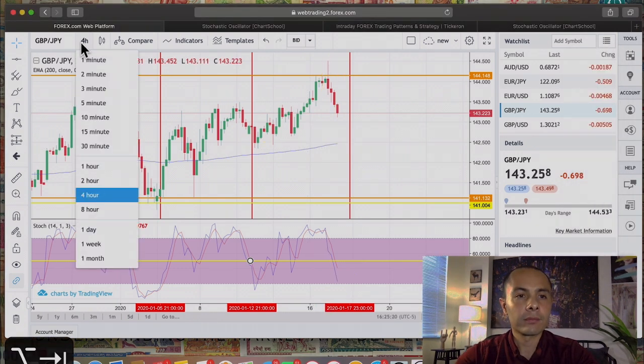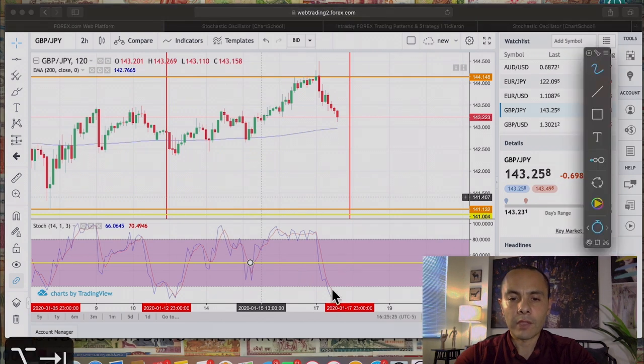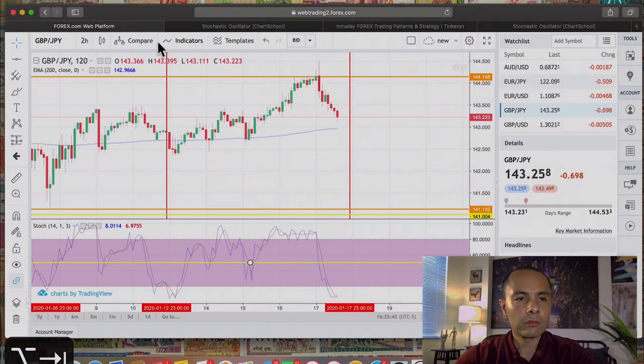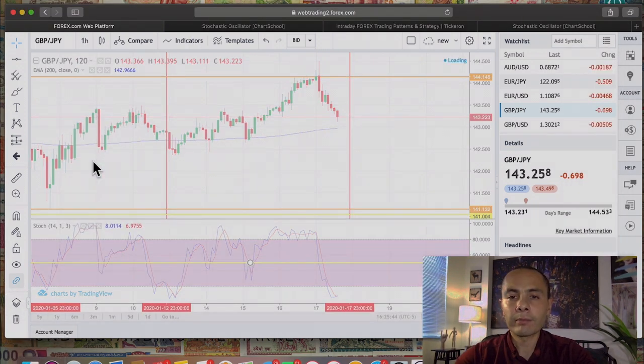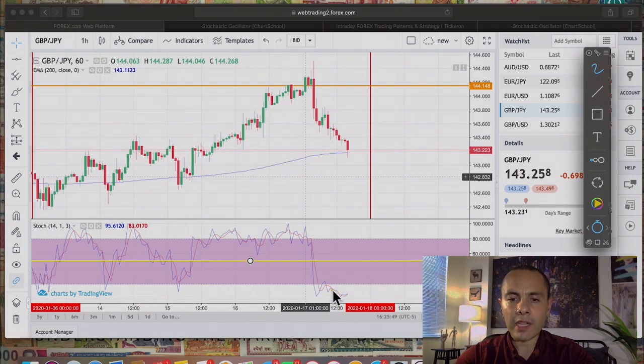Alright, let's move closer to the 2 hour. Things already in the oversold area, looking to move up, which tells me that there might be a little move up and continuation to the downside. This is an important area to look for, that accumulation area. Okay, let's continue to the 1 hour. Okay, and yeah, things are already in the oversold area, looking to move up, probably to touch that 50% line and continue to move down.